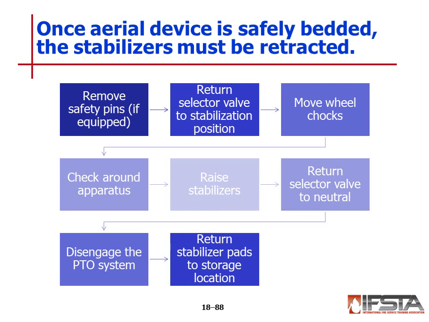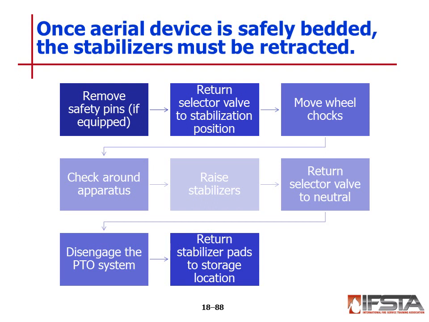When the use of the aerial device is complete and it is returned to the bed, the stabilization process is reversed in order to prepare the apparatus for departure from the scene. With the aerial device properly bedded, the driver operator should remove safety pins from the jacks if equipped, return the selector valve to the stabilization position, and move the wheel chocks slightly away from the tires at this time as an extra precaution to not set the apparatus directly on top of them.